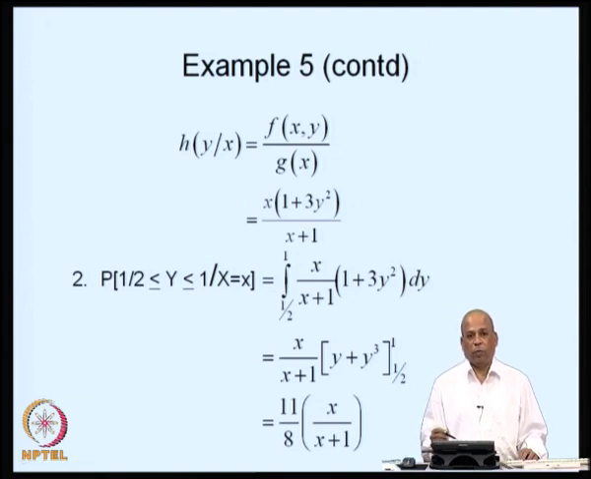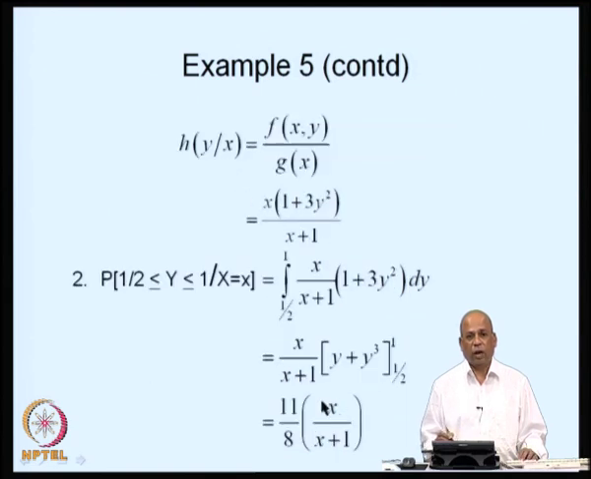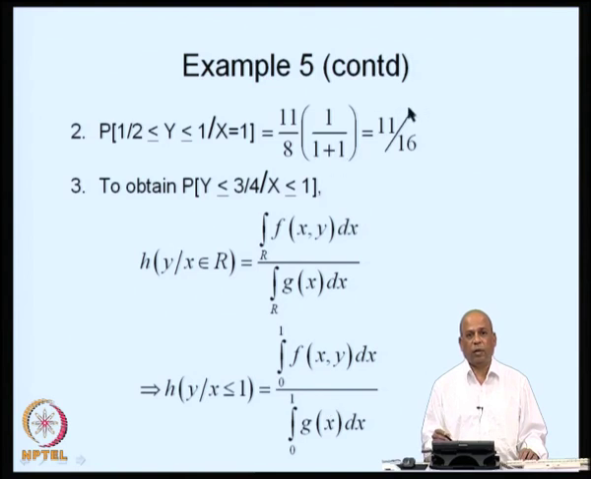From this we should be able to talk about the probability of y lying in a certain region for a given x by simply integrating the associated PDF. So, we integrate the associated PDF over the region y equal to half to y equal to 1 and get the probability that y lies in this region for a given value of x. So, this will be a function of x: 11 by 8 x divided by x plus 1. Now, we are interested in the probability that y lies in this particular region given that x takes on a value of 1. So, we substitute x equal to 1 and obtain the probability as 11 by 16.